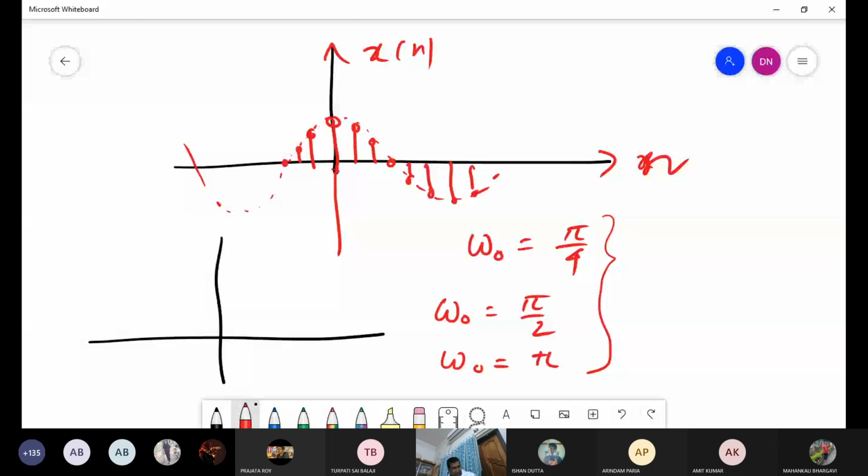What you will see is that if omega 0 is equal to pi, then the signal structure will be something like this. Equal distance, this distance equal to this distance, but it will be like this. It will not look like a sinusoidal signal for this case.